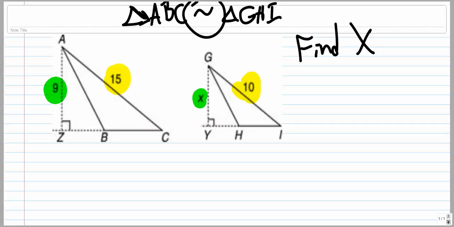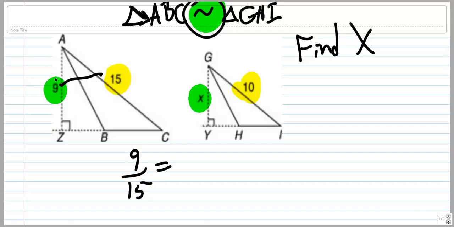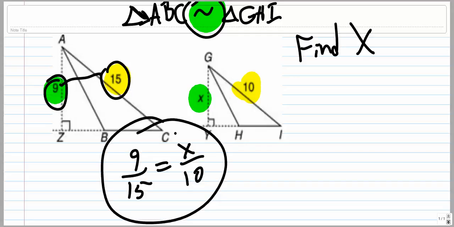9 and x. So since these two triangles are proportional to each other, that's what that sign right there means, then if I write those two as fractions, I can write 9 over 15 or 15 over 9. It doesn't really matter. I'm going to go 9 over 15 equals, so I went green over yellow, so I'm going to go green over yellow. So all I have to do is solve this, and I find out what x is.